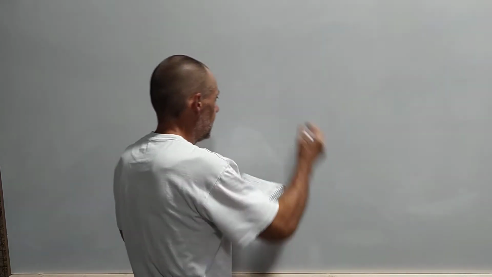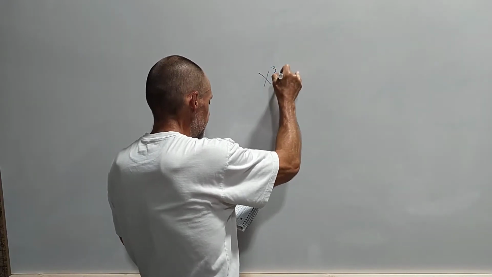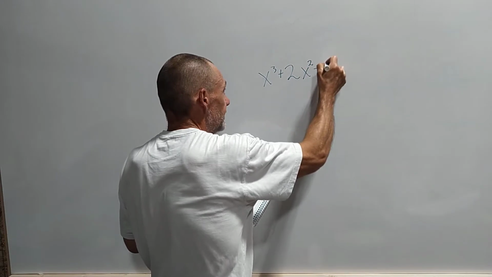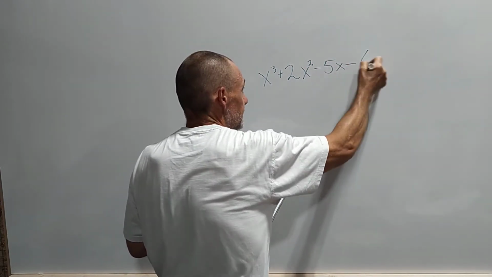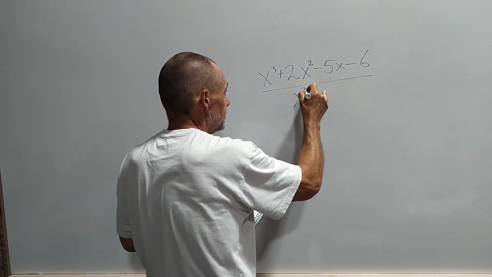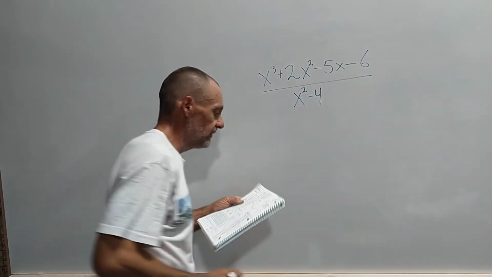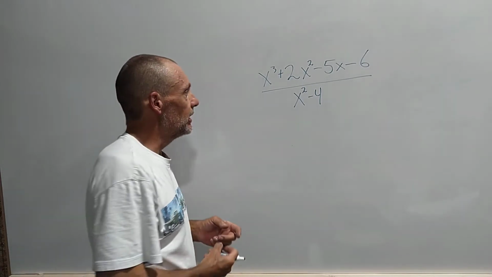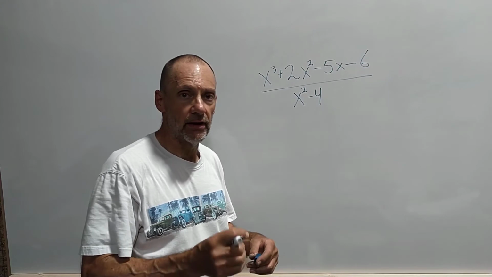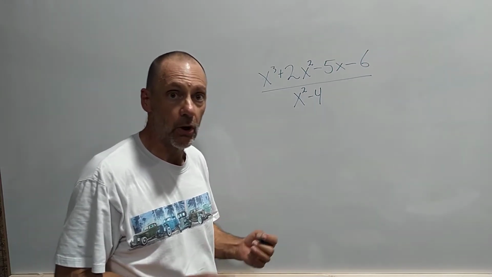Okay, I have a question here about a problem. It looks like this. We have x cubed plus 2x squared minus 5x minus 6 over x squared minus 4. And the question here is about intercepts and vertical asymptotes and removable discontinuities or holes in the graph.